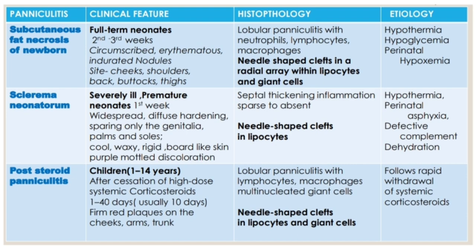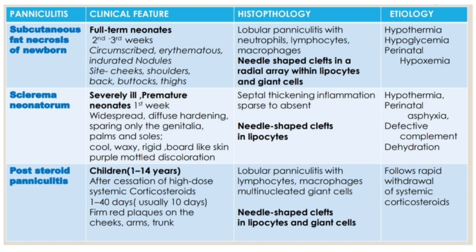The whole of the fat lobules is replaced by amorphous granular detritus with needle-shaped clefts in the lipocytes, and there is also septal thickening. It is also because of hypothermia, perinatal hypoxia, defective complement, and dehydration.